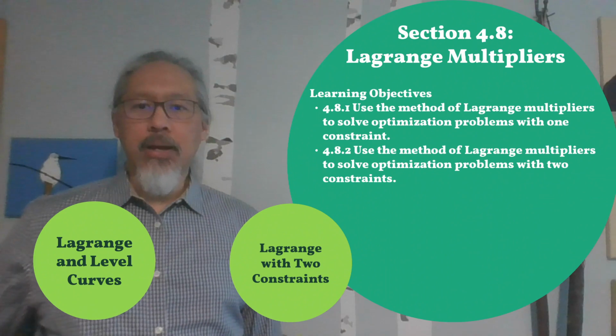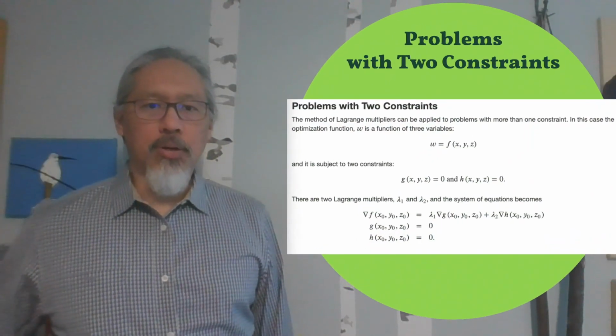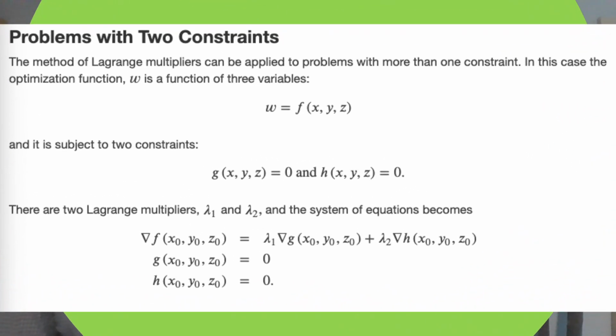Now, those are examples of Lagrange multipliers with one constraint, and we're also going to take a brief look at Lagrange multipliers where we have two constraints. For example, we're trying to maximize a function w equal to f of x, y, z, a function of three variables. And then we're going to deal with two constraints, a g of x, y, z equal to 0, and an h of x, y, z equal to 0.